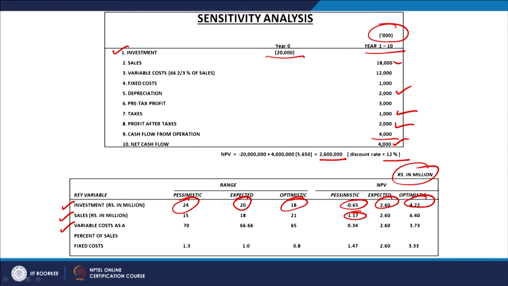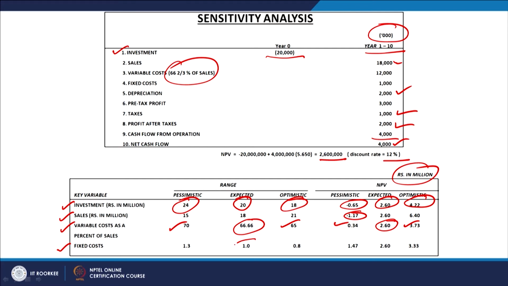Similarly, you talk about the variable cost. If you change the variable cost, because we have taken the variable cost as a percentage of sales here, and that works out as 66 and 2 by 3%. So, in the most likely scenario it will be 66 and 2 by 3, but if it goes up to 70, what will happen? This will happen. If it comes down to 65, this will happen. In the normal circumstances, the NPV of the project will be same in the most likely scenario. Fourth variable we have changed is the fixed cost.